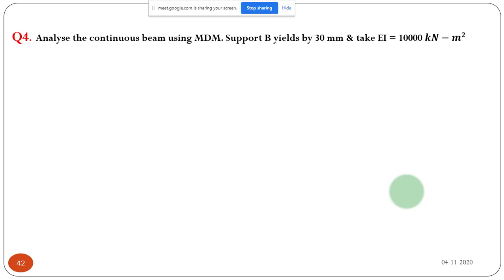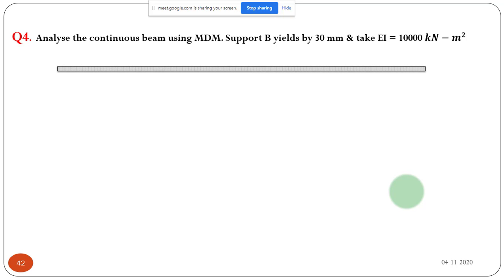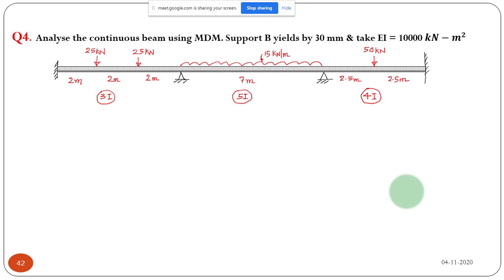The procedure will be exactly the same. These are the four types of question you have to study from continuous beam in slope deflection method as well as moment distribution method. The questions are the same, only the method changes.